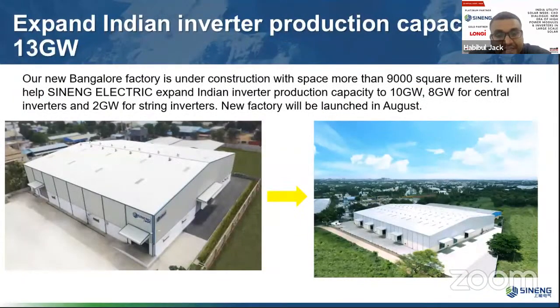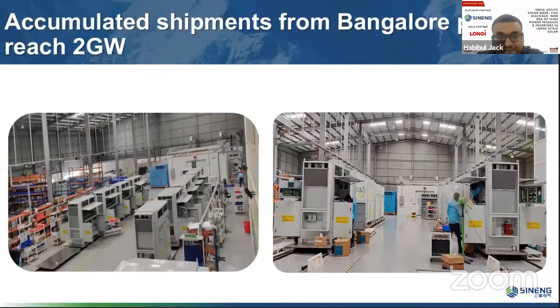Out of 10 gigawatt, 8 gigawatt will be used for central inverter production line, and 2 gigawatt will be used for string inverter production line. And the manufacturing base is likely to be launched by this month. More than 2 gigawatt inverter have been manufactured in Bangalore manufacturing base so far, and the manufacturing base is equipped with all kinds of testing facility for pre-burning, burning, and post-burning tests.